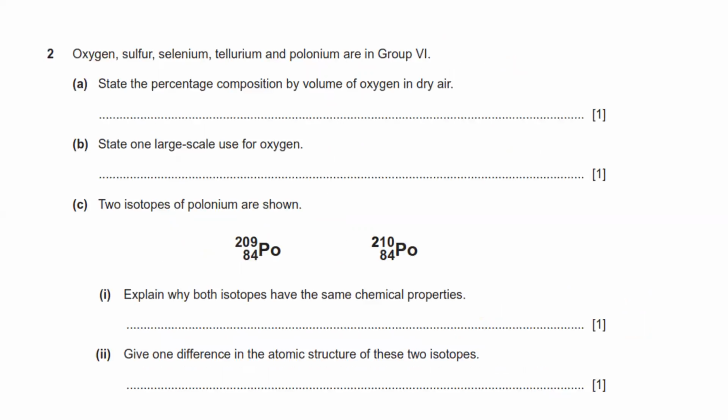Okay. So moving ahead, question number 2, it says oxygen, sulfur, selenium, tellurium, and polonium are in group 6. State the percentage composition by volume of oxygen in dry air. So remember, the volume of oxygen in dry air is somewhere around 21%. So that would be a good answer.